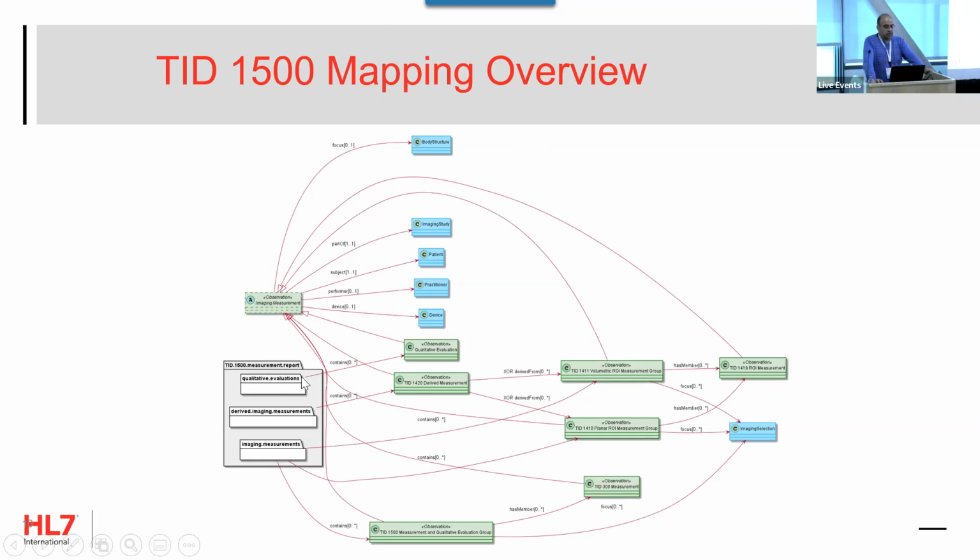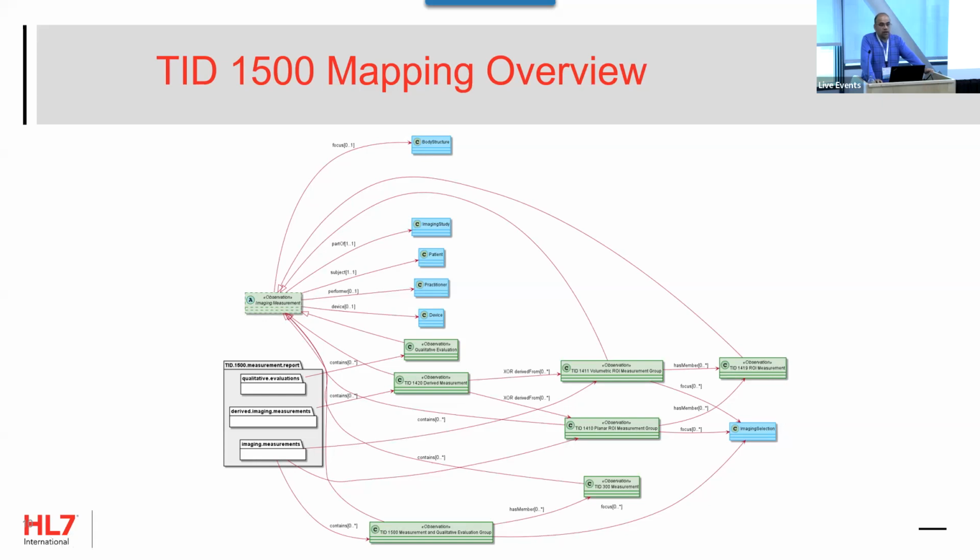The TID 1500 usually contains one of three, or it can contain all three of them: qualitative evaluation, derived measurements, and imaging measurements, and that is usually represented in certain templates like 1410, 1411. So the goal here is to map all of these to the observation, and you can see here we can have as many as we want.